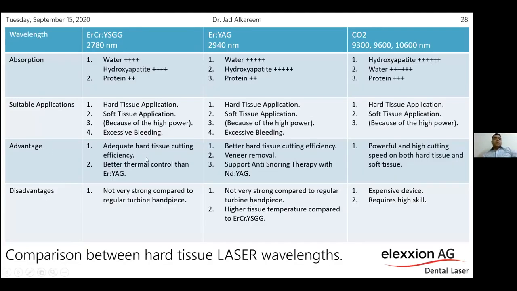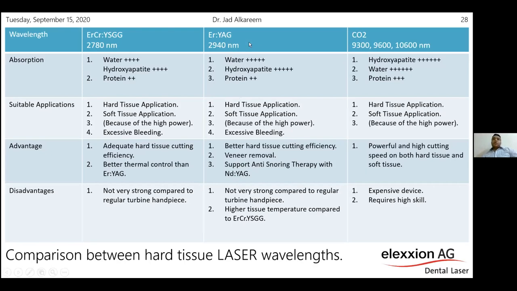The advantage of it is that it is very good to cut the hard tissue, and it has better thermal control compared to the erbium YAG. The disadvantage is that most of the hard tissue lasers are not fast enough if you compare them to the regular turbine that you use in your clinic. So the turbine is still a little bit faster than the erbium chromium and the erbium YAG if we are going to speak about cutting the hard tissue or cutting the enamel or the dentine.